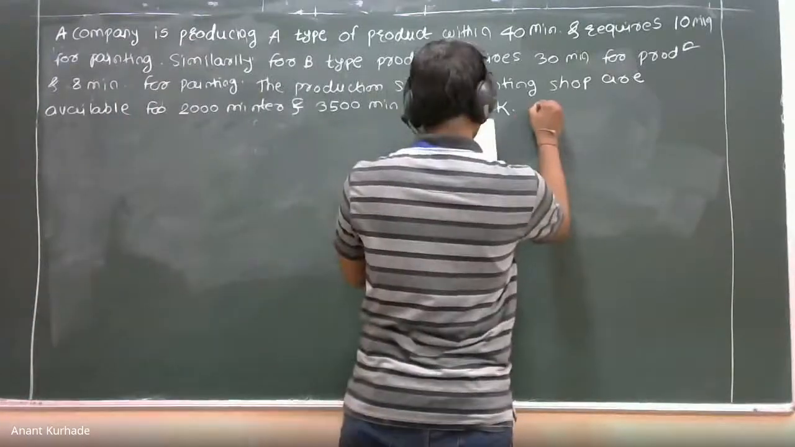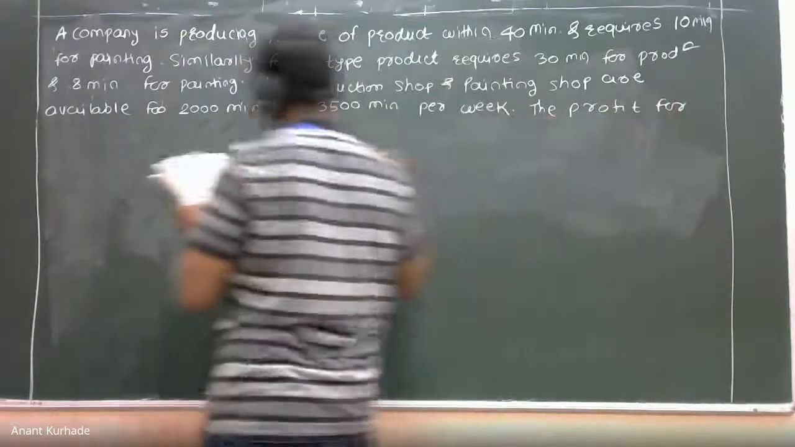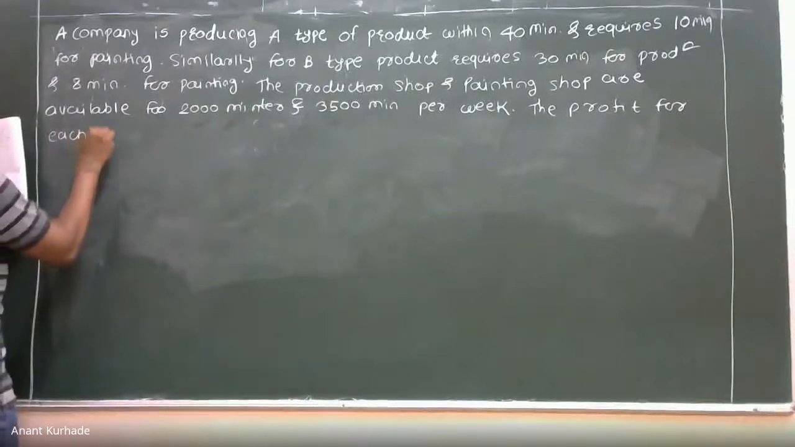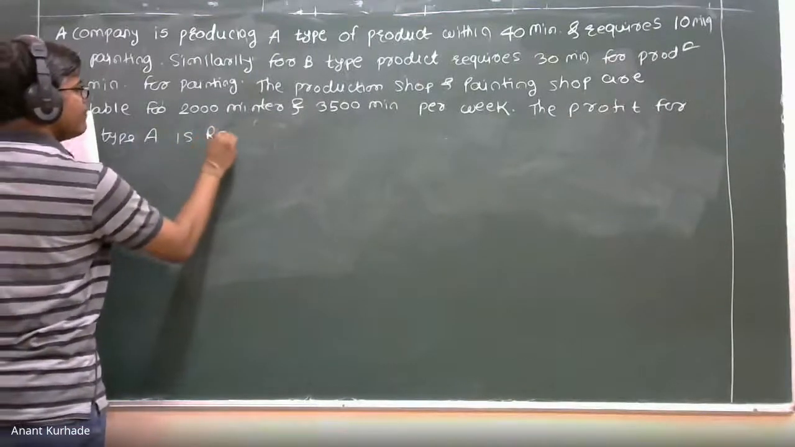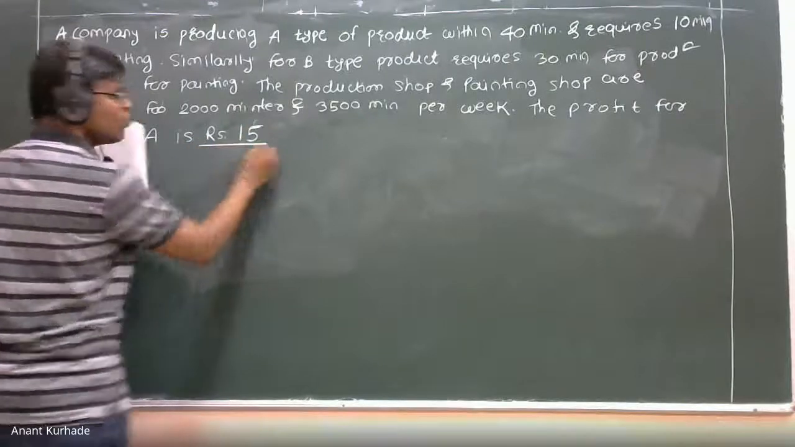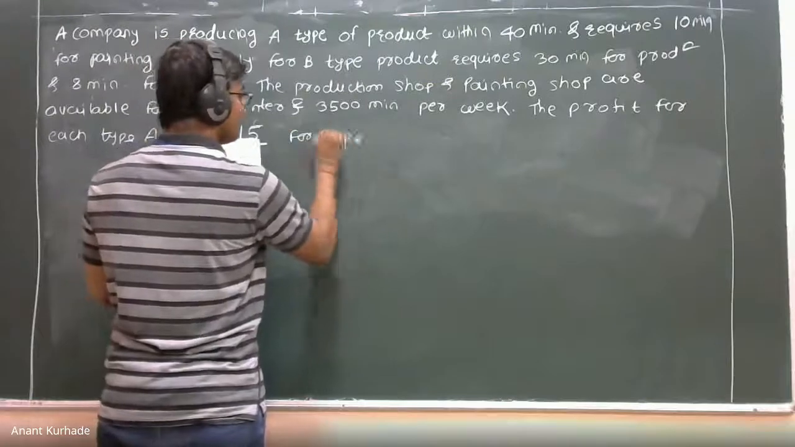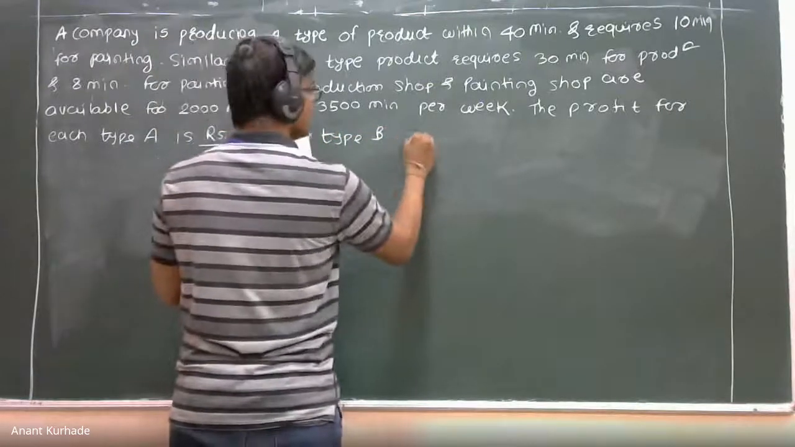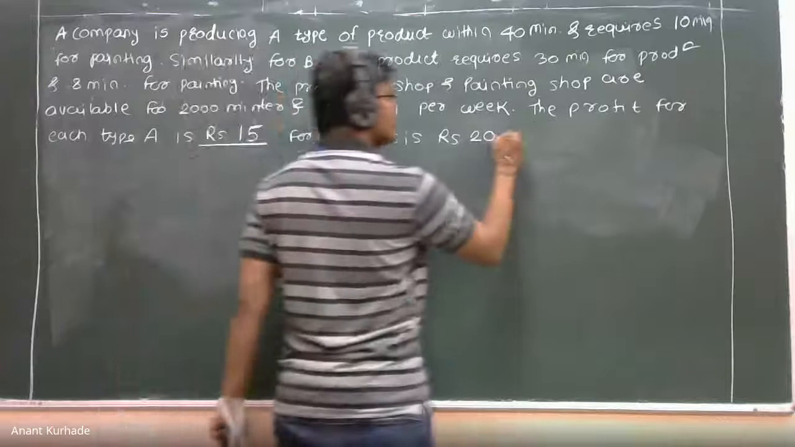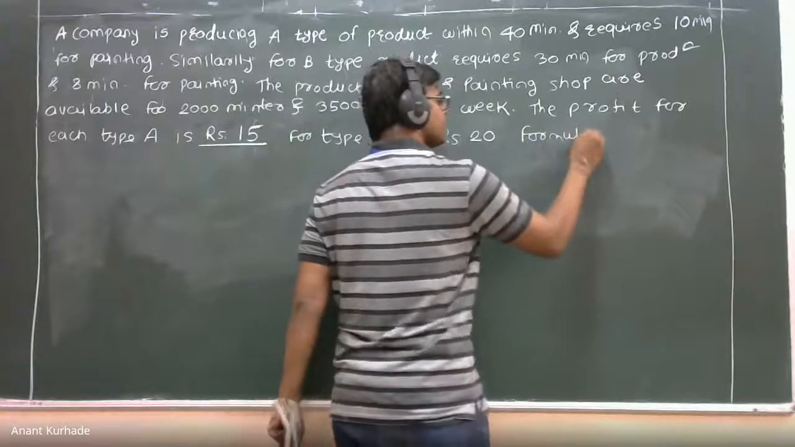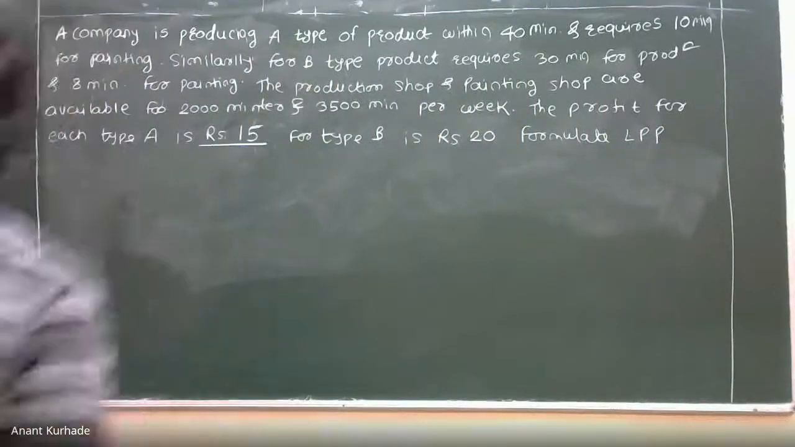Okay. Again, what is the next one? The profit for each type A is rupees 15, and for type B it is rupees 20. Now the question is: formulate the LPP.